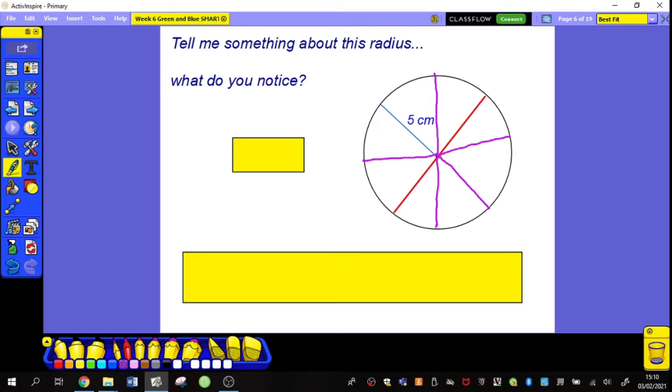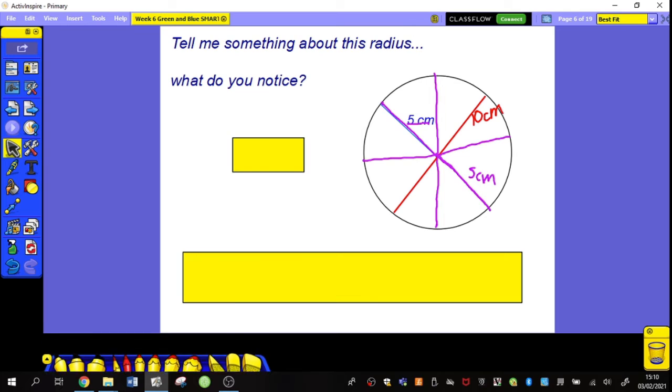So I'm also noticing then that if I've got 5 centimetres from the outside to the middle, and then I carried that line to the opposite point, that would be a diameter, and that must be 2 times the radius. So if I've got 5 here and 5 here, then that means that my diameter must be 10 centimetres.